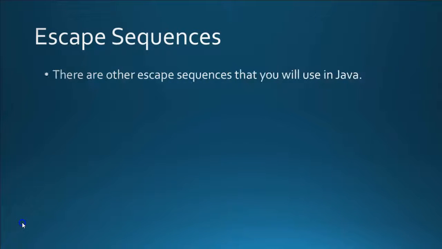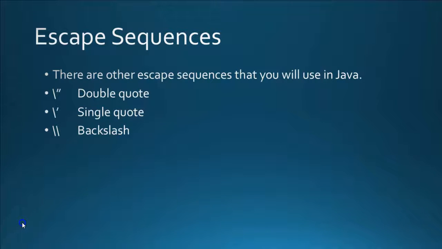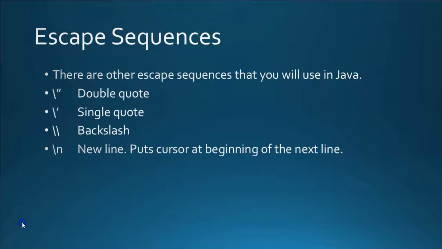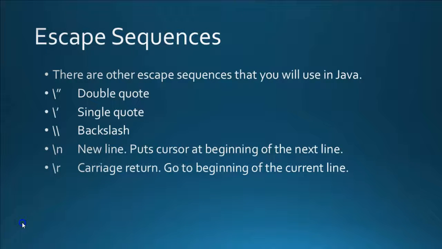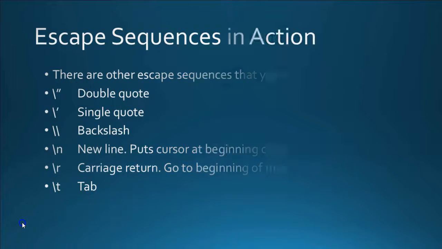Now, there are other escape sequences that you will use in Java. Here's one, the double quote. We have the single quote, a backslash, and a new line, which puts the cursor at a new line, like hitting enter on your keyboard. Then /r is carriage return, which goes to the beginning of the current line. The difference is that a carriage return goes back to the line you're on; you're not going to a new line. It's not like pressing enter, so it's a little bit different. You also have /t for tab.